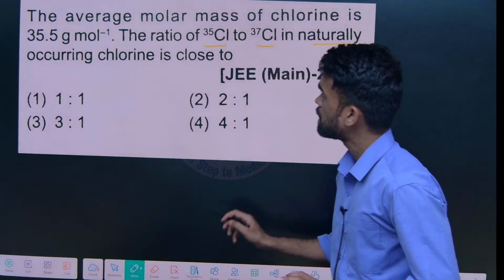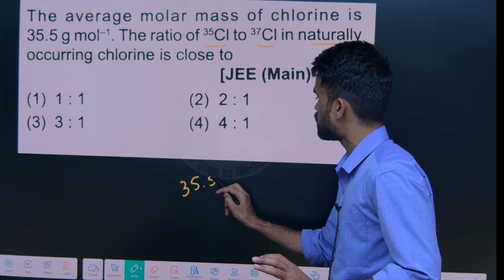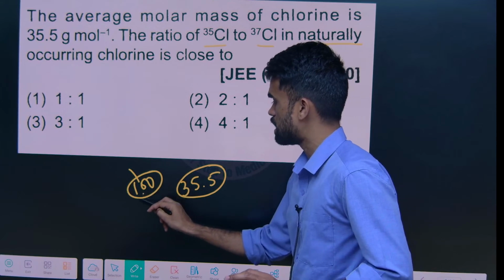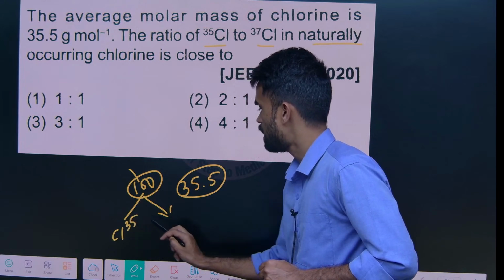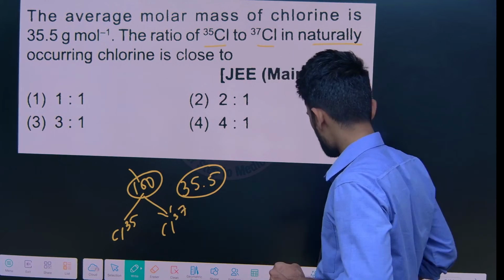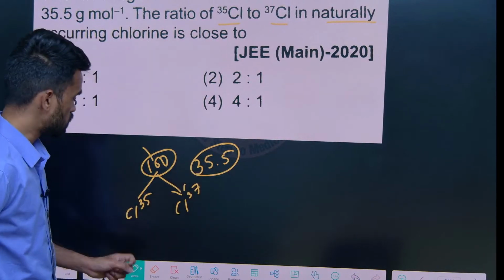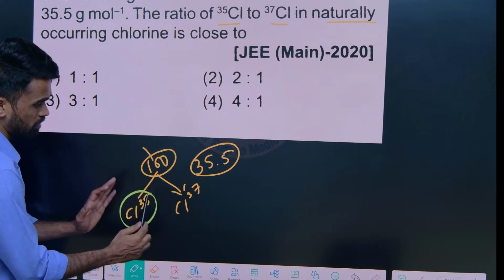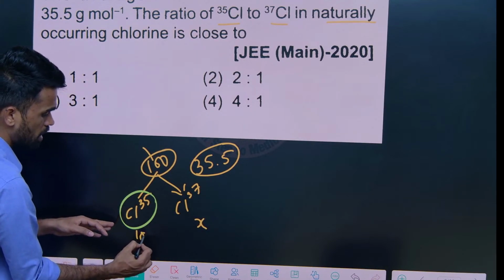See, it's very simple. If you extract chlorine, the average molar mass of that chlorine is this much. If you are extracting 100% chlorine, in this 100% chlorine you are going to have two isotopes. One is Cl35, and one more is Cl37. Now what is the average molar mass of these two? 35.5. So let us say the percentage of abundance for Cl35, where the total is 100, is x, so Cl37 will be 100 minus x.